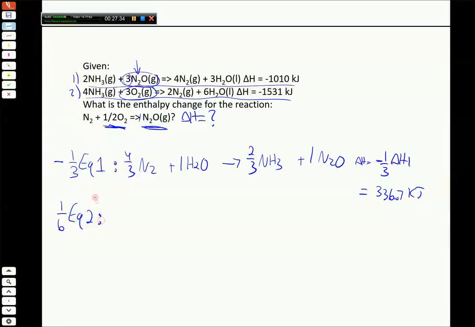That's going to give us then a 1/2 O2 term on the reactant side, which is what we want in our unknown equation. So we're going to take every coefficient and divide it by 6. So we're going to get 2/3 NH3 plus 1/2 O2. And then on the product side, we're going to get 1/3 N2 and water.